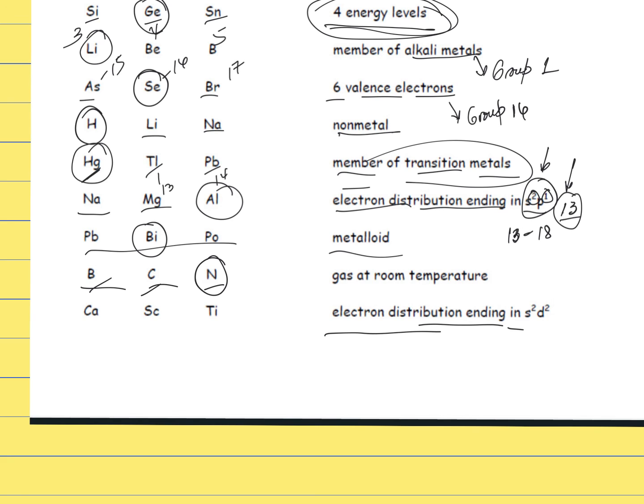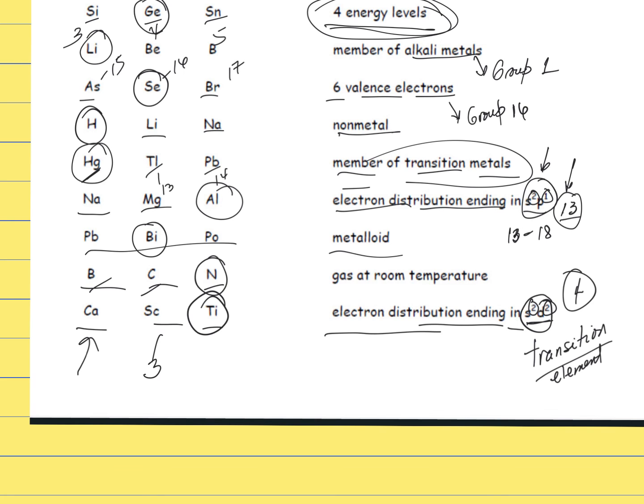Electron distribution, SD. Look at the ending. That's a transition element. You're going to find the group by adding the two numbers. 2 plus 2 is 4. So I'm looking for an element that is located in group 4. I know that calcium is located in group 2. And scandium is going to be located in what group? Scandium is in group 3. So the only one is titanium. Okay, titanium is the one that is in group 4.